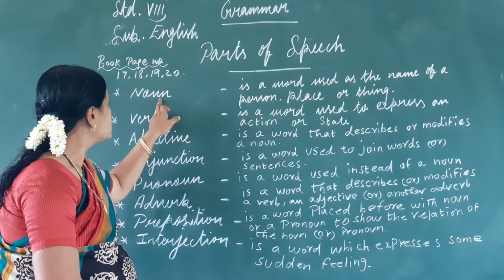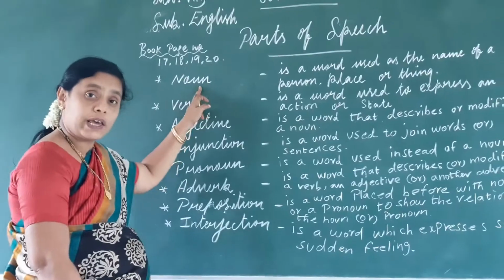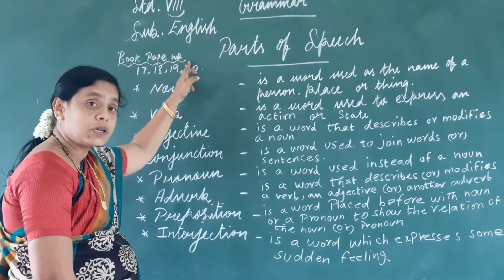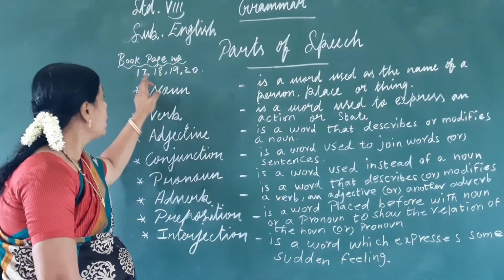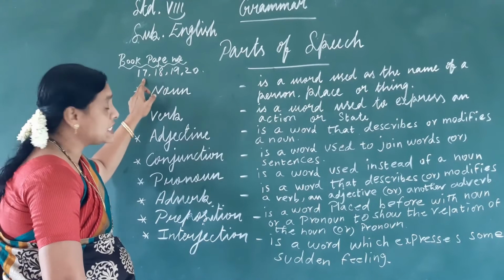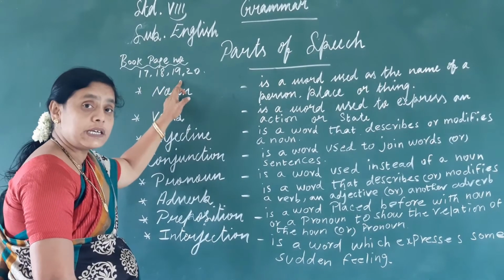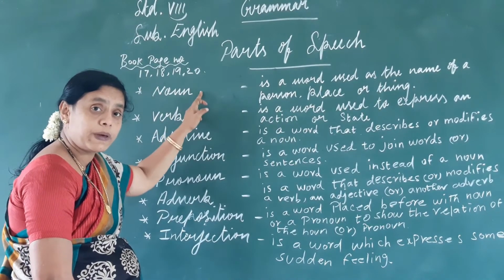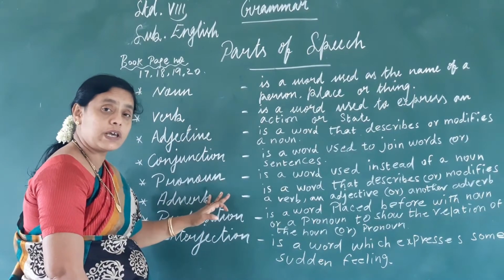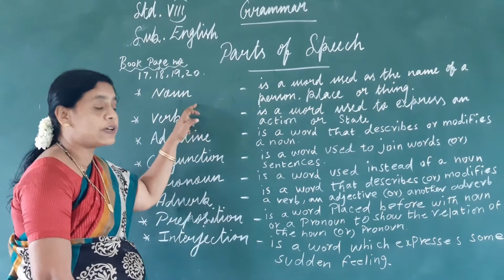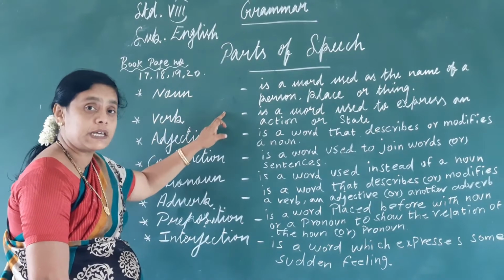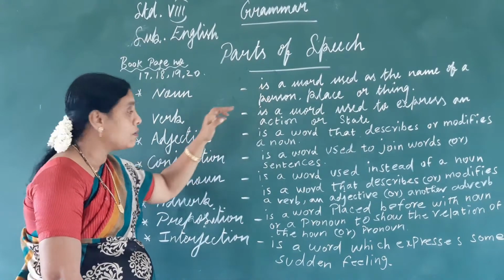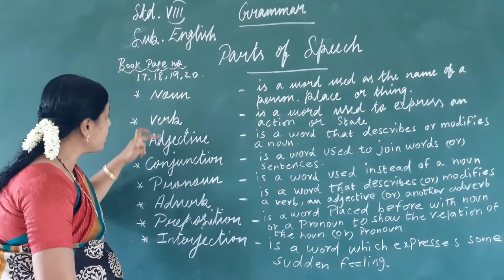See here, I am taking 8th standard English, the Samacheer Kalvi 8th standard first term book, page numbers 17, 18, 19, 20. In this whole section, I am doing the grammar part today. First I am taking page number 17. In page number 17, the parts of speech are there. How many parts are they?